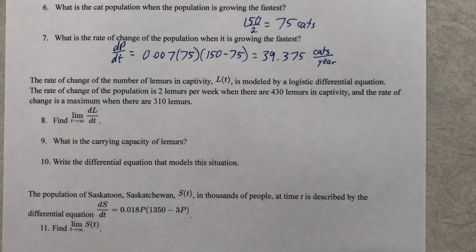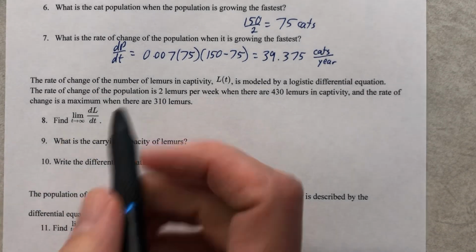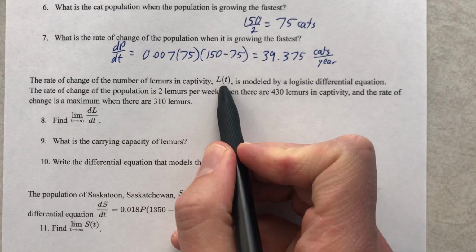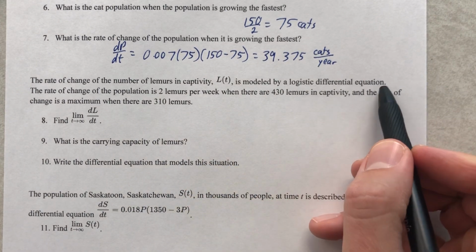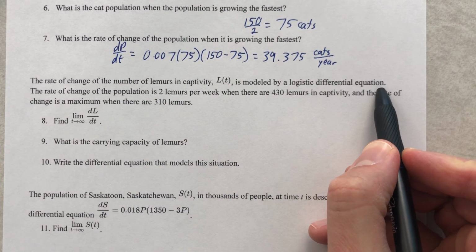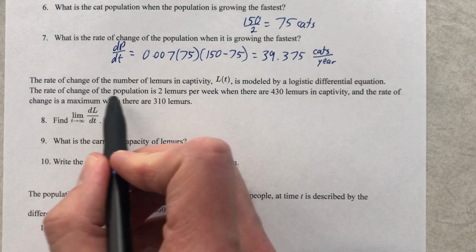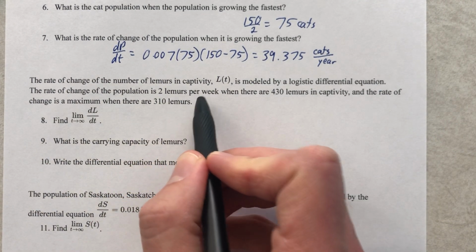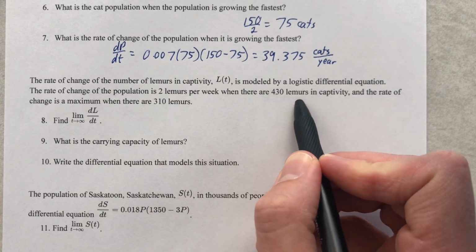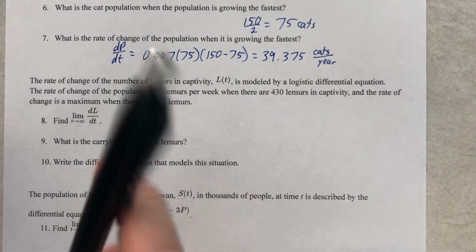So far we've dealt with moose, cats, and now we have lemurs. The rate of change of the number of lemurs in captivity, L of t, is modeled by a logistic differential equation. They didn't give us the equation. Oh no, we'll be all right. The rate of change of the population is 2 lemurs per week when there are 430 lemurs in captivity. Stop right there, write some stuff down.